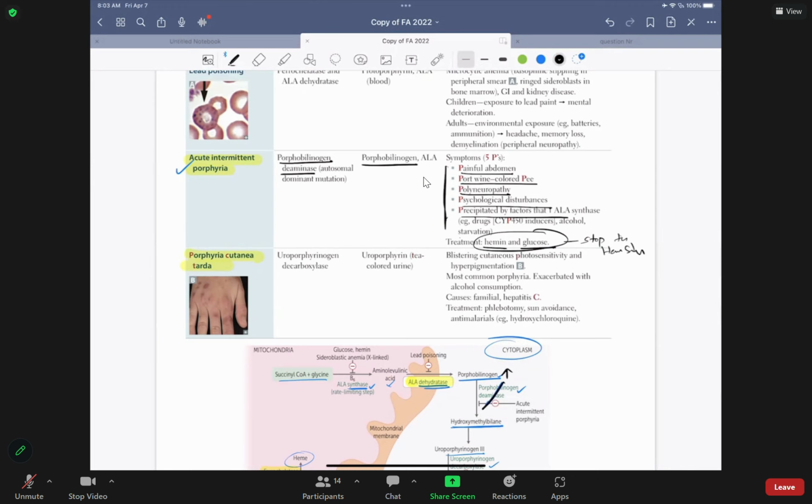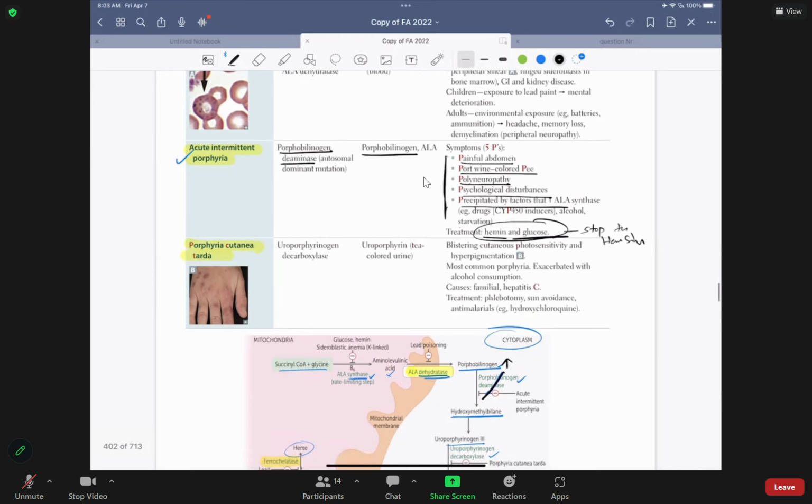Okay. So it's like a glycogen storage disease. When do they produce symptoms in glycogen storage disease? When they fast, isn't it, folks? What's the treatment? Don't let them fast. Frequent starch, right? Same story. If they don't go through heme synthesis, they will not produce this symptom.